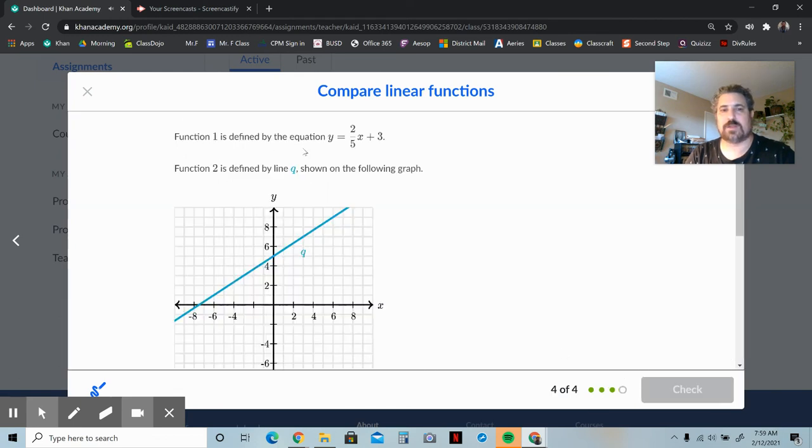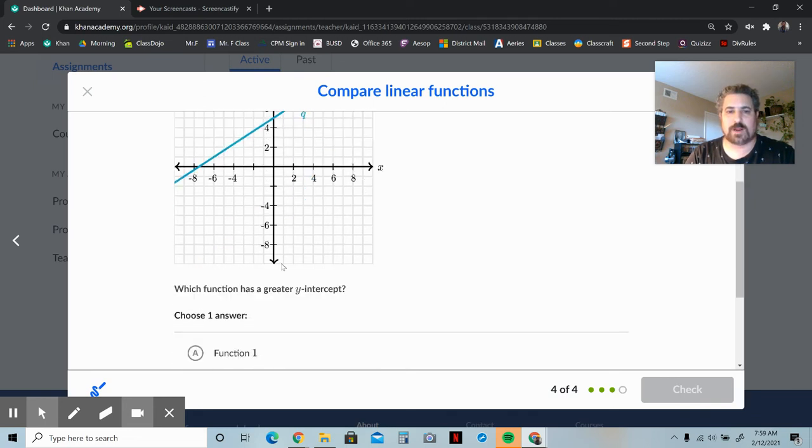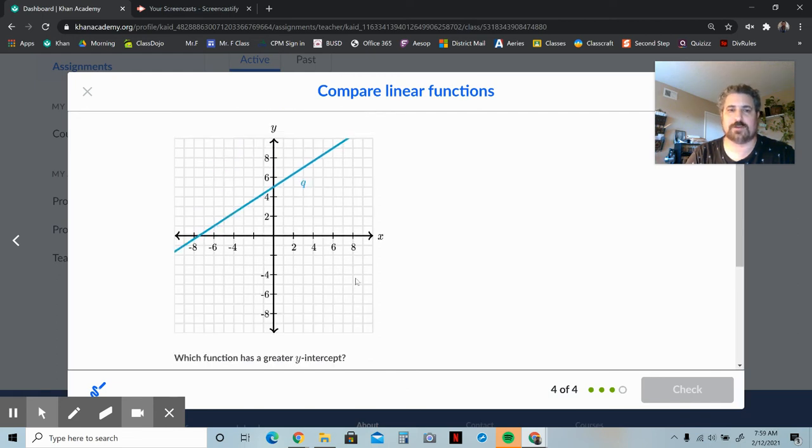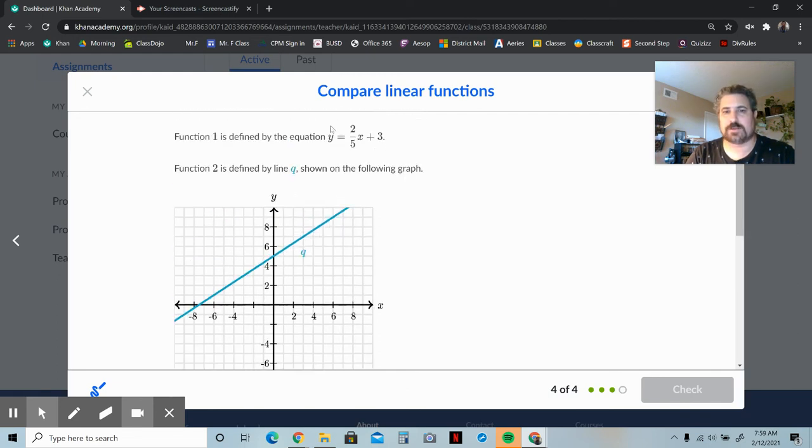Function 1 is defined by the equation y equals 2/5 x plus 3. Function 2 is defined by the line q. So now we're going to answer the question, which function has a greater y-intercept? All right, so which one starts at a higher value? Well, this one here starts at 3. So where's 3 on here? Right there, boom. So obviously q is starting at a higher value on the y-axis.